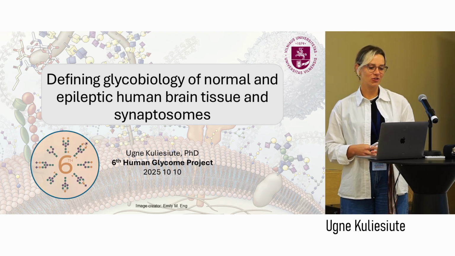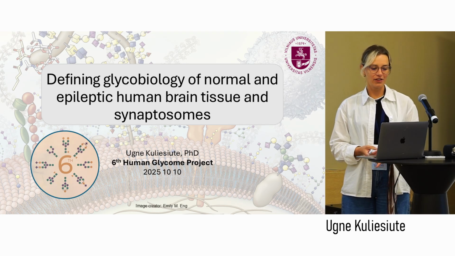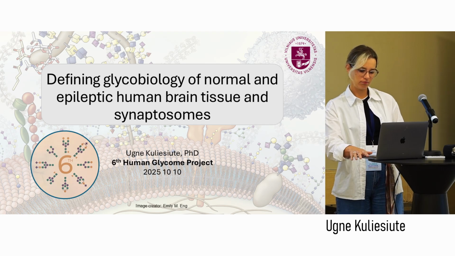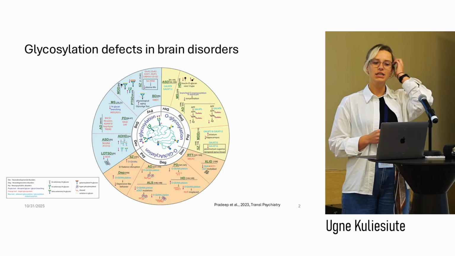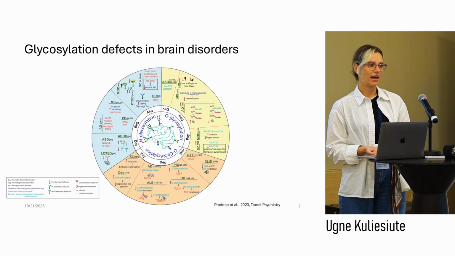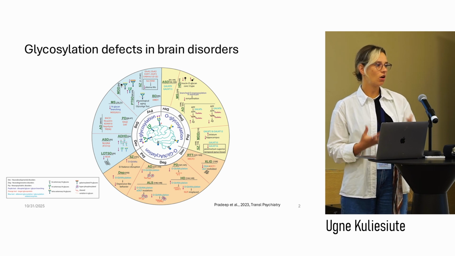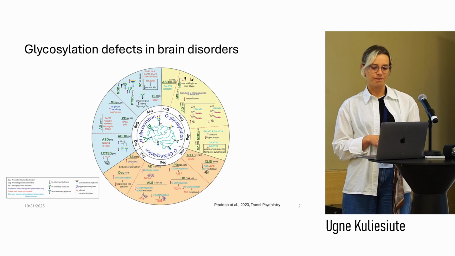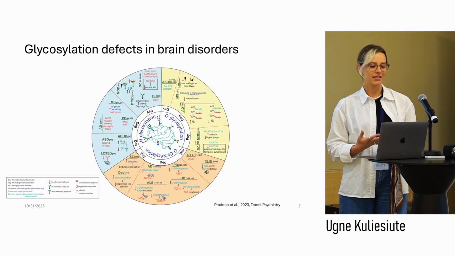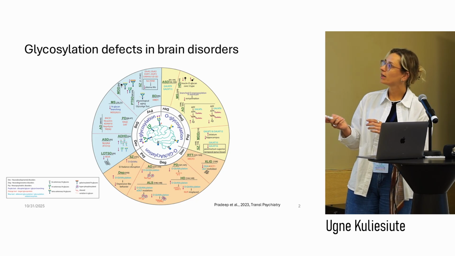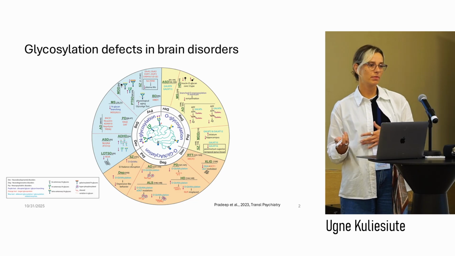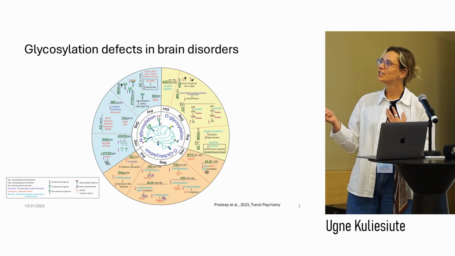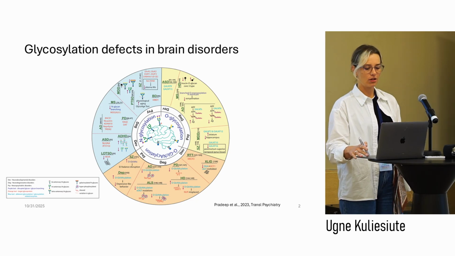So today I'll try to tell you a story about glycobiology of epileptic and healthy human brain tissue and synaptosomes. Over the last 2 days, we heard quite a lot about the fact that glycans are implicated in basically all diseases, and brain is no exception. There are plenty of diseases where glycans are implicated, starting from neurodevelopment to neurodegenerative ones, such as autism, ADHD, Parkinson's, MS, Alzheimer's, and all the others.